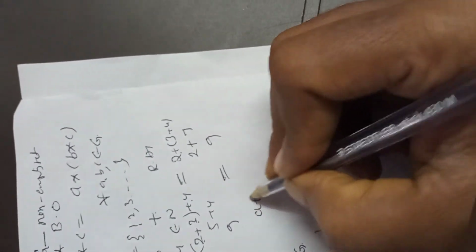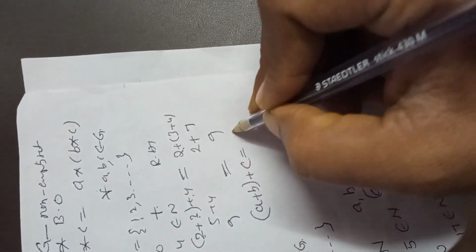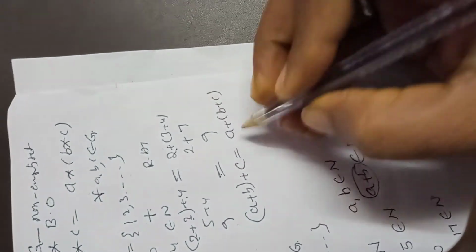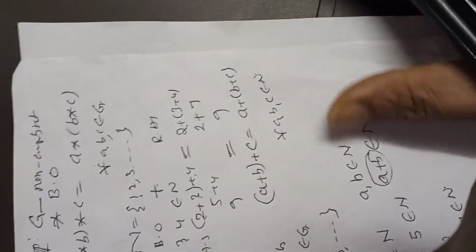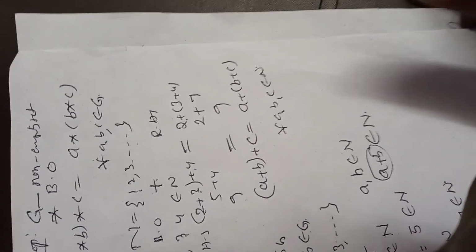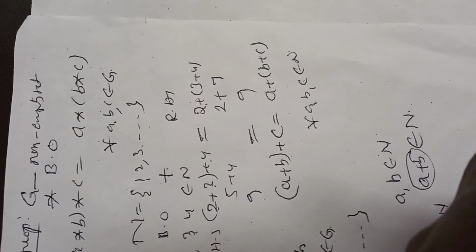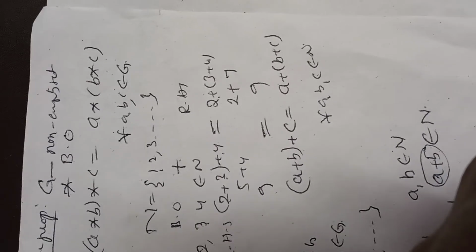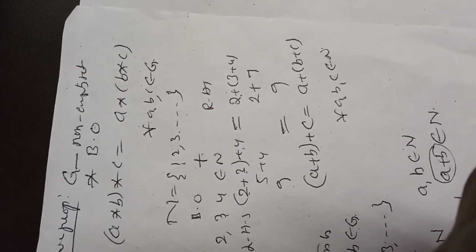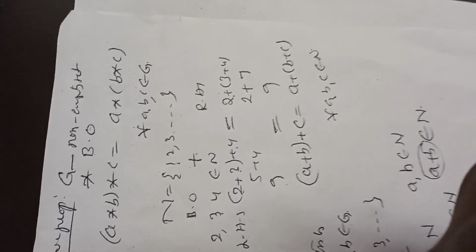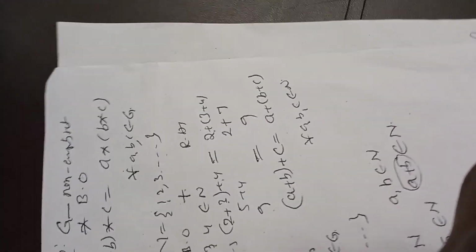If you generalize the case, (A plus B) plus C is equal to A plus (B plus C) for all A, B, C belongs to N. If this property is satisfied, we can say that associative property is satisfied. Here in this case, LHS is equal to RHS. That means (A plus B) plus C is equal to A plus (B plus C). Therefore, we can say that associative property is satisfied in the case of natural numbers with respect to addition.